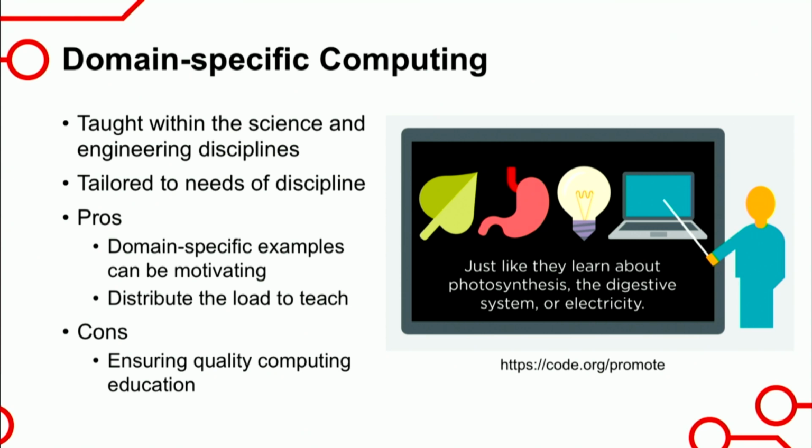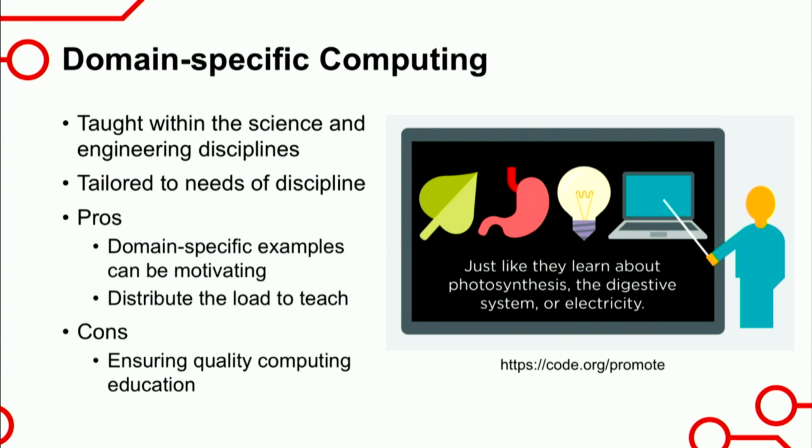The second model is teaching computing as a domain-specific skill, where you're actually teaching it within the domains themselves. And you tailor the computing, the skills that are taught, as well as the examples that are used to the disciplines themselves. And this has a lot of advantages in that the domain-specific examples can be really motivating to students, especially students who think, oh, computer science, computing, I have no interest in this. I'm going to be a biology major, I don't need to know this.